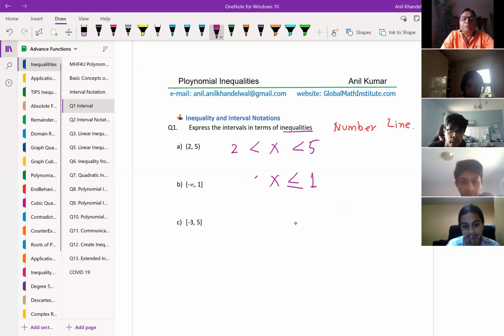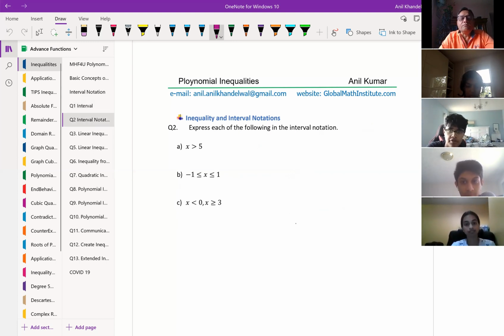But if we have a boundary on both sides as shown here, then it will be from minus 3 to 5. Correct?